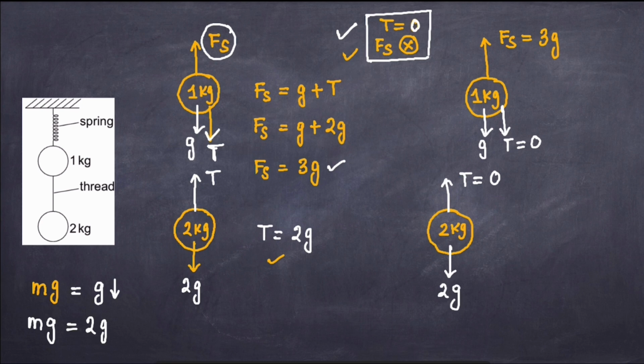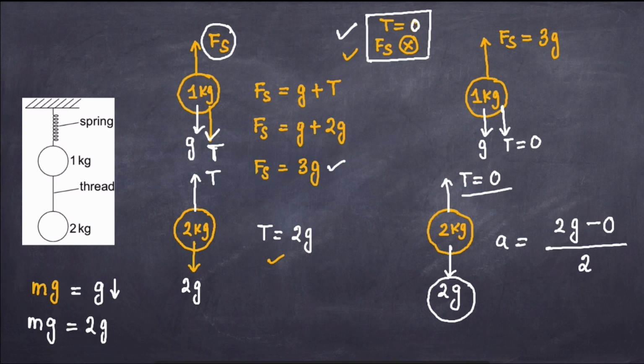Now what will be the acceleration? The acceleration of the 2 kg block: the net downward force is 2G, and the net upward force is 0, because the tension is 0. And what is the mass of the 2 kg block? 2. So the acceleration of the 2 kg block will be G downward.